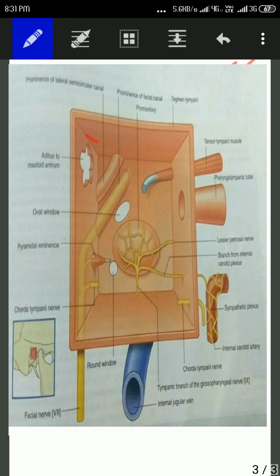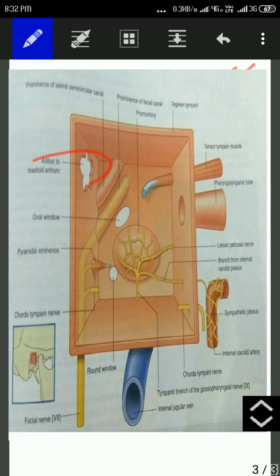Let's come to the posterior wall of the middle ear. Guys, already I have told you, let's look down in the inset. Here this is the mastoid process, and this consists of mastoid air cells. The mastoid air cells are several in number, and the largest mastoid air cell is known as mastoid antrum. This mastoid antrum is connected to the middle ear through the aditus to mastoid antrum.